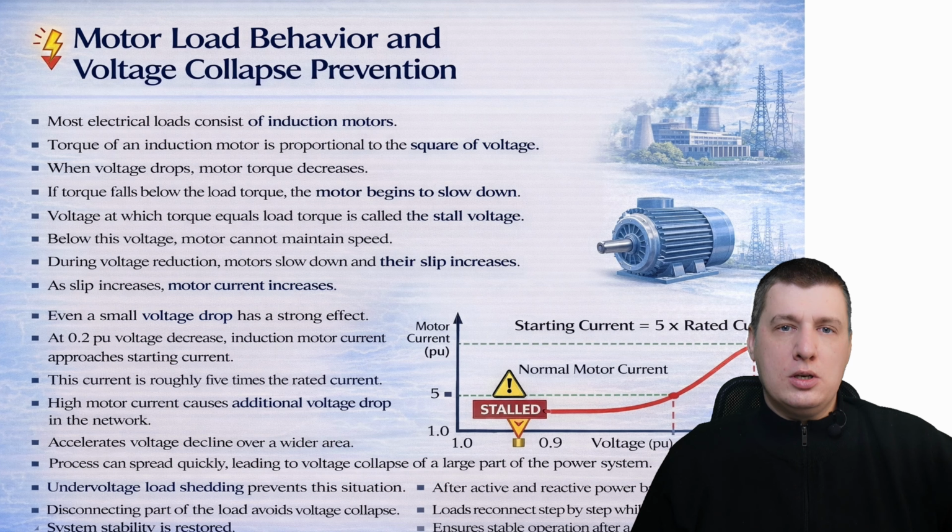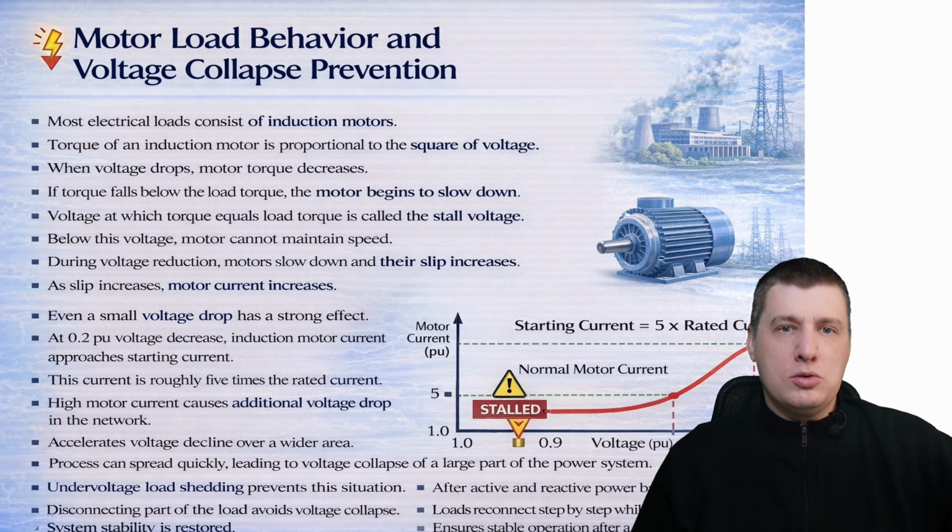During the voltage reduction, the motor slows down and its slip increases. As slip increases, motor current increases. Even a small voltage drop has a strong effect. At a voltage decrease of about 0.2 per unit, induction motor current approaches the starting current. This current is roughly 5 times the rated current.